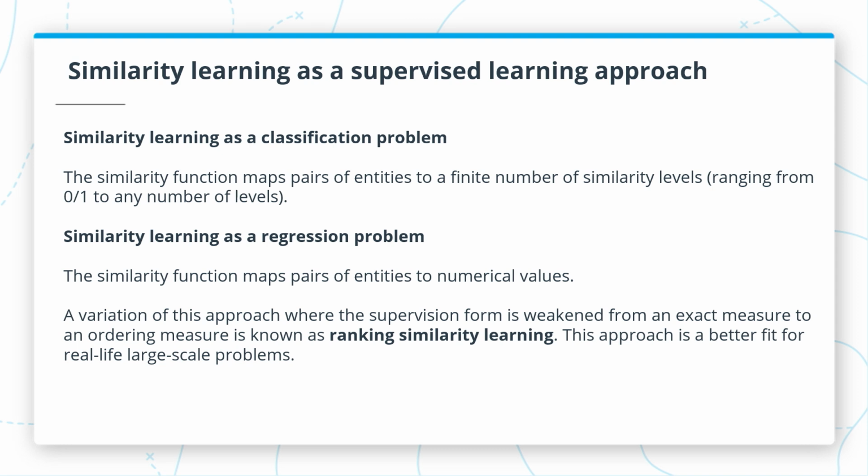And usually this approach is a better fit for real life and large scale problems. Those are the types of problems, for example, where you have to deal with millions or tens of millions of users of your website and tens of thousands or hundreds of thousands of products, and you also need to produce those predictions in near real time. And that's where relaxing the requirement a little bit and going towards an ordering measure instead of an exact measure allows you to significantly increase the performance of your machine learning model.